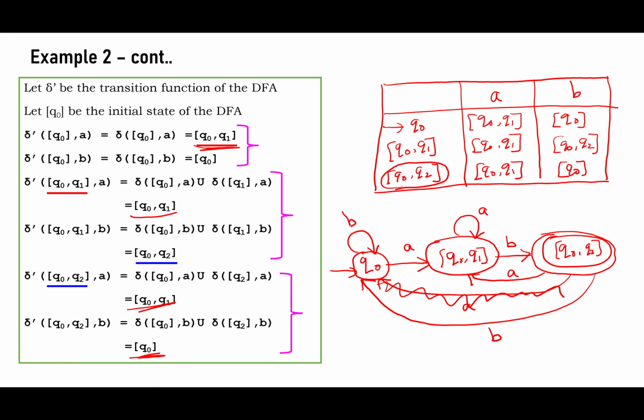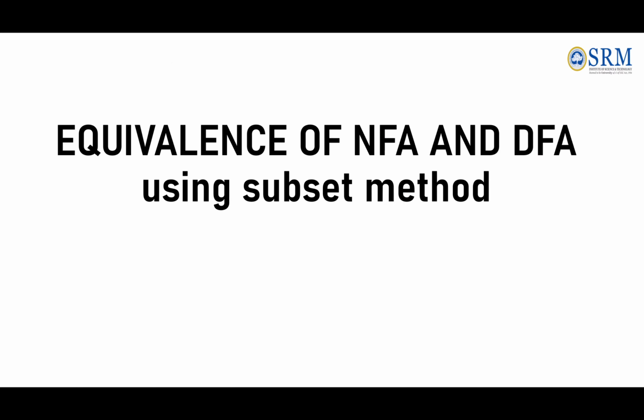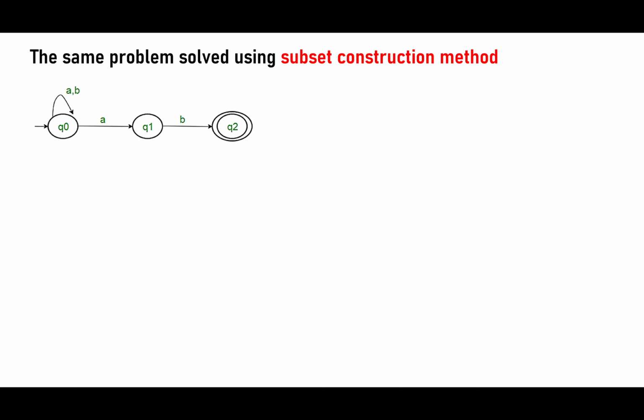So this one we have solved by using the simple method. Now we are going to see the next method, that is the subset method, for the same example. In the subset method, we have to consider what are the possible states we can form.